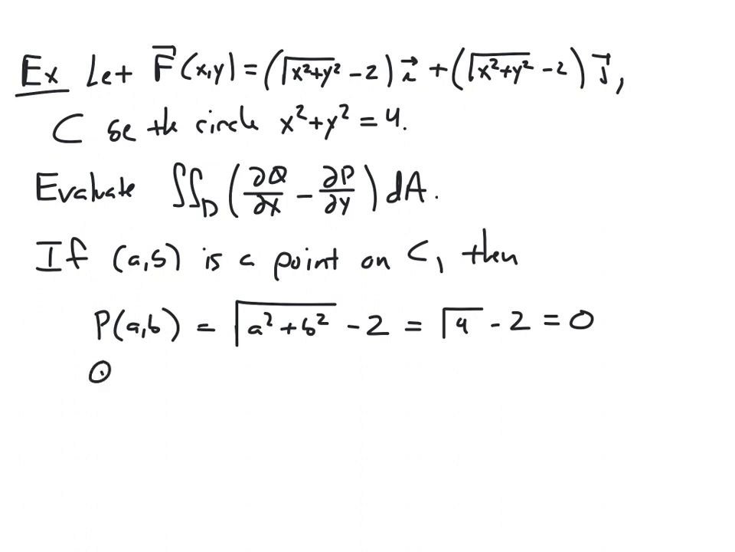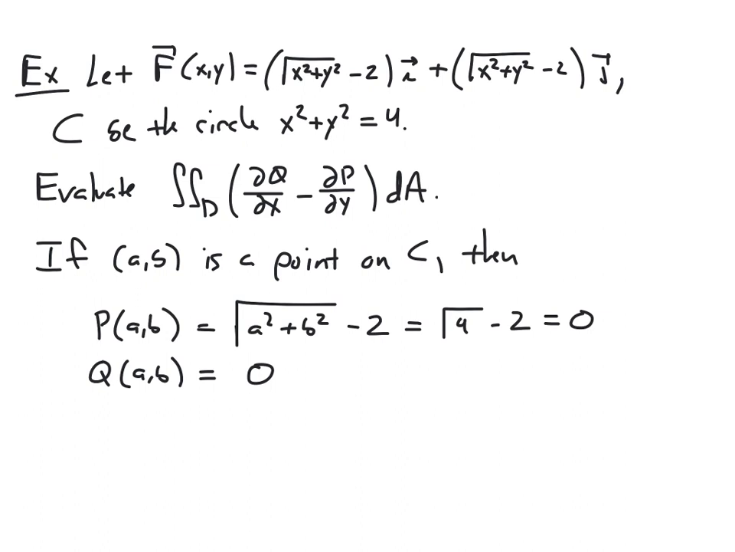And similarly, Q of (a, b) is actually the exact same function. Q and P are the same function, so Q of (a, b) is also going to be 0 by the exact same work as showing that P of (a, b) is equal to 0. So for every single point on this circle C, the functions P and Q are identically equal to 0. Right? They're obviously non-zero at points off of the circle, but for the line integral, we don't care about those points. For the line integral, we just care about the points on the circle C.